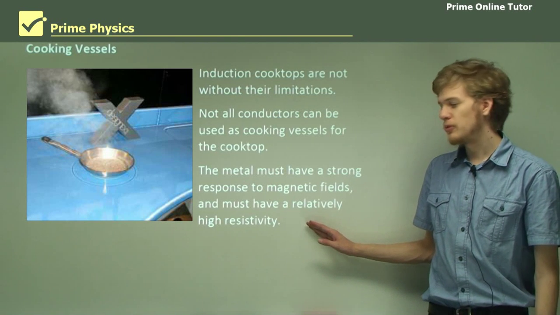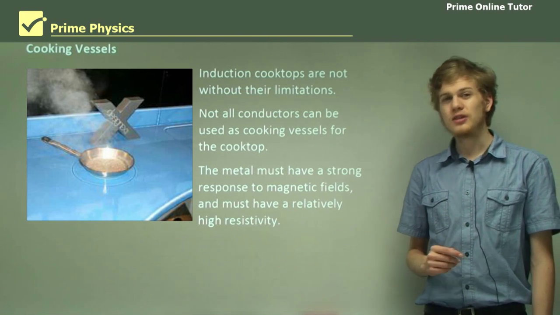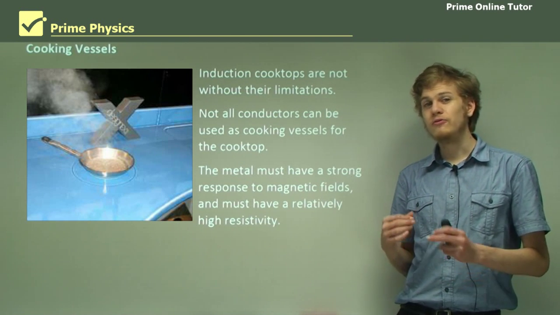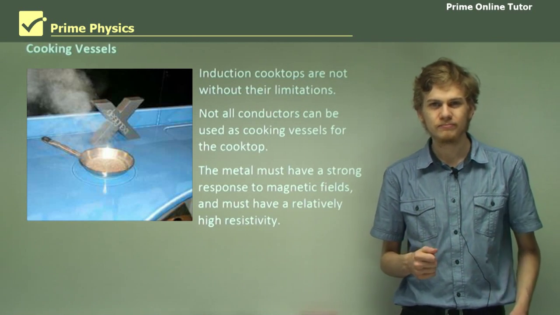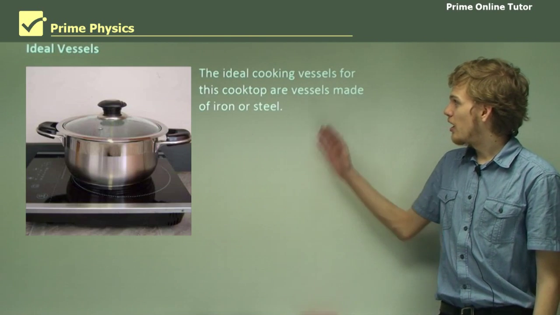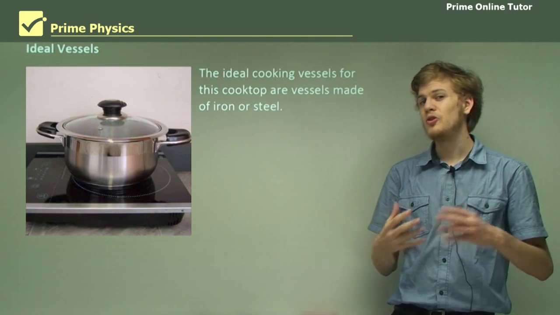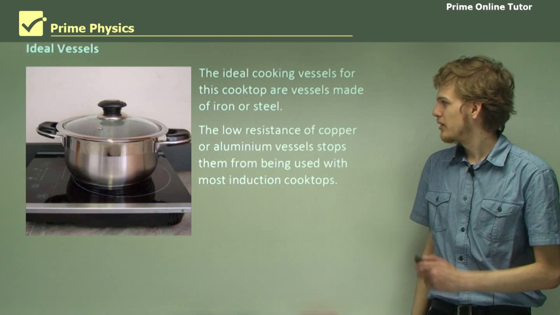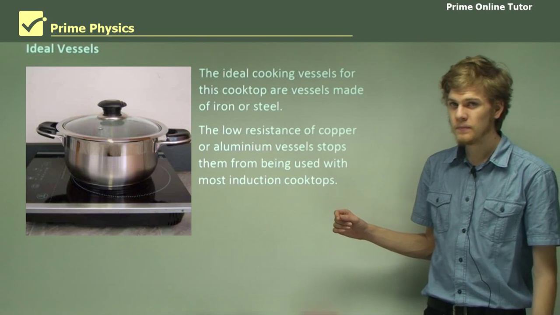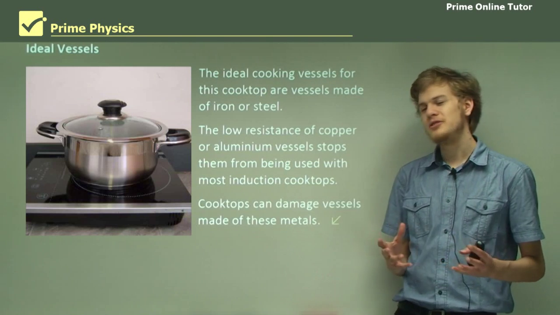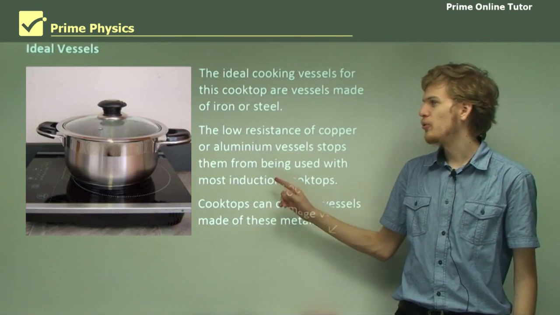The metal has to have a strong response to magnetic fields, and it must have a relatively high resistivity. If it has a very, very low resistivity, then we'll get very large amounts of eddy currents, and those may make the metal hot enough that it can melt. So the ideal cooking vessels for the cooktop are vessels made of iron or steel. Of course, steel is a compound of iron. The low resistance of copper or aluminium vessels makes them unsuitable for use. So cooktops can damage vessels if they're made of the wrong sort of metal. You have to always be careful about what exactly you're putting onto the stove.